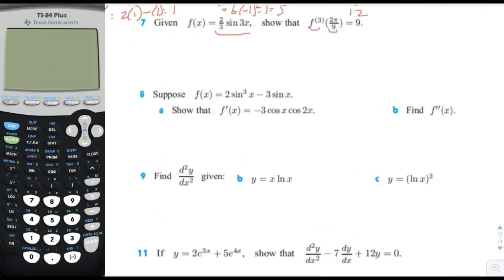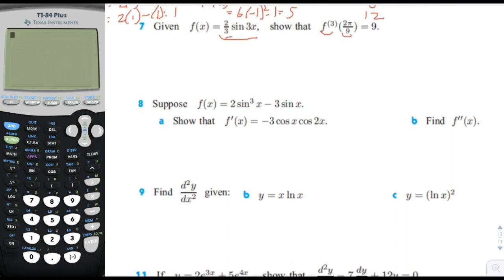Number 7. So if I'm going to take the first derivative of this, I'm going to get 2/3, oops, put the equal sign there, and then I'm going to find the derivative of sine of something, which is cosine of something. I leave the inside the same. I take the chain rule, and I take the derivative of 3x, I get 3. So that would be equal to 2 cosine 3x if I multiply the 3 times the 2/3.